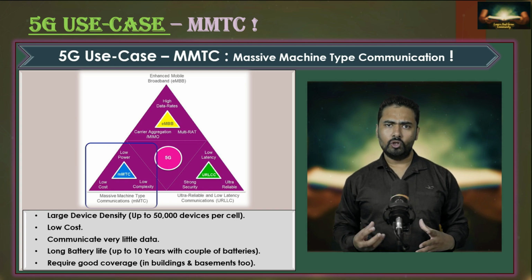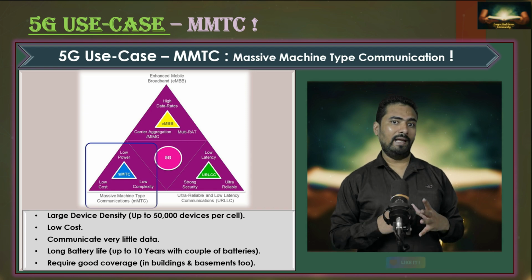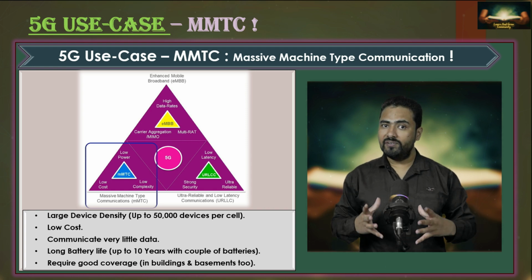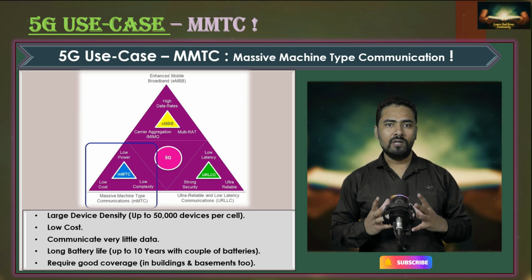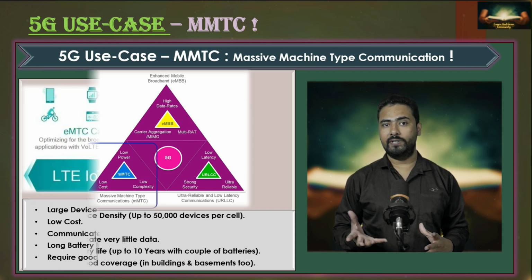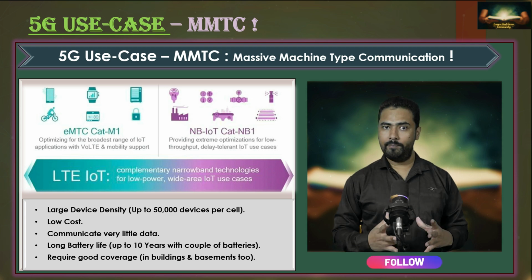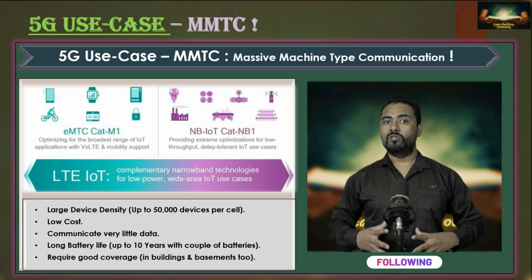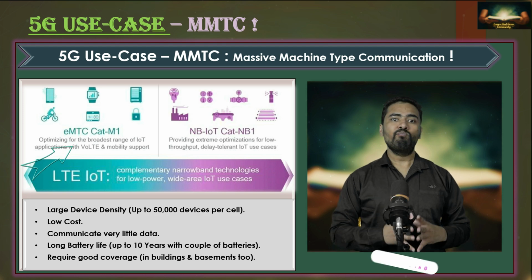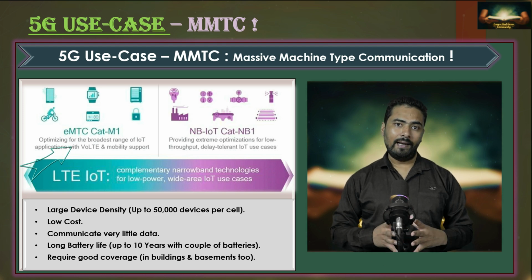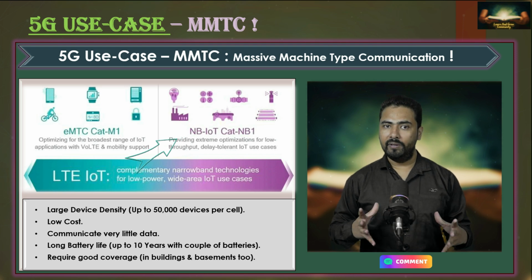We need such low cost devices which also have longer battery life with extended coverage, because these devices are supposed to send or receive very small amounts of data, just a few hundred bytes per day. Currently, the demand of mMTC devices is met by two technologies, which evolved from the native 4G LTE network. These are eMTC or CAT M1 and narrowband IoT or CAT NB1.